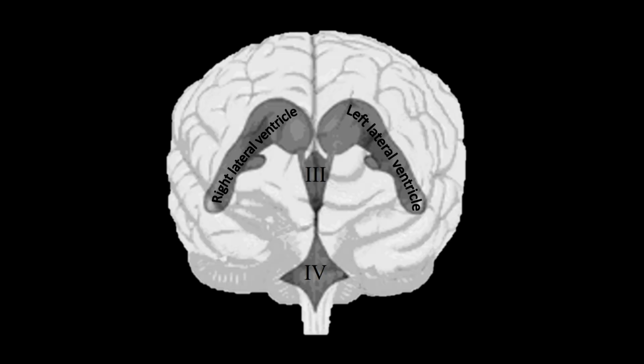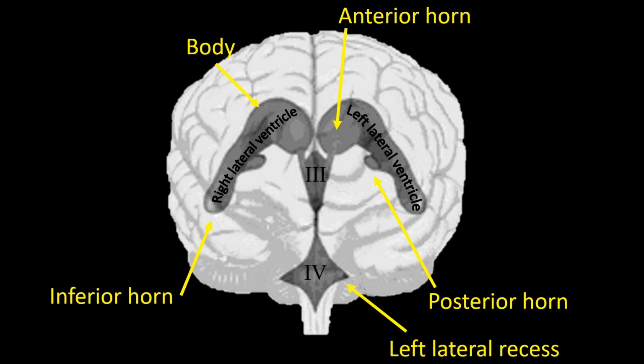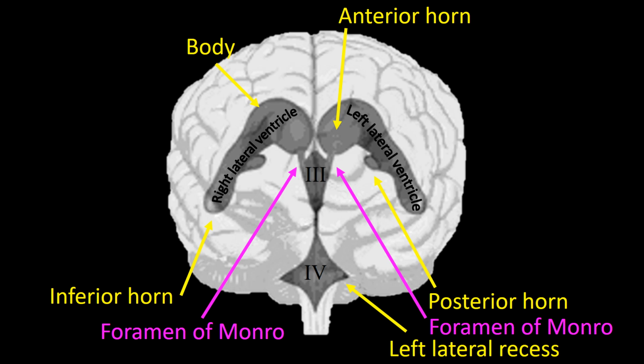Now we're going to move to the anterior view of the ventricles. With the brain in the anatomical position, you can see the anterior horn of the left lateral ventricle being pointed by the arrow, the body of the right lateral ventricle, the inferior horn of the right lateral ventricle, the left ventricle posterior horn, and the left lateral recess of the fourth ventricle. I have now indicated the foramina of Monro.